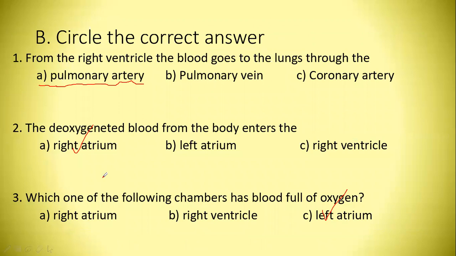From the right ventricle, the blood goes to the lungs through the pulmonary artery. It's option A. The deoxygenated blood from the body enters the right atrium. Option A. Which one of the following chambers has blood full of oxygen? Left atrium.